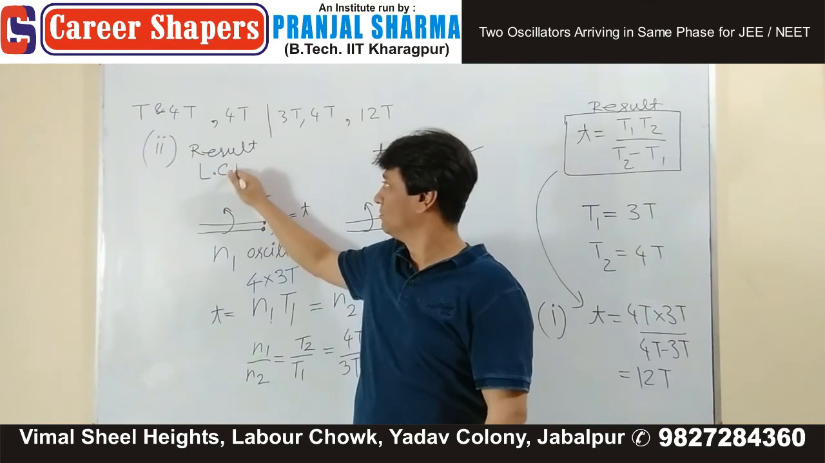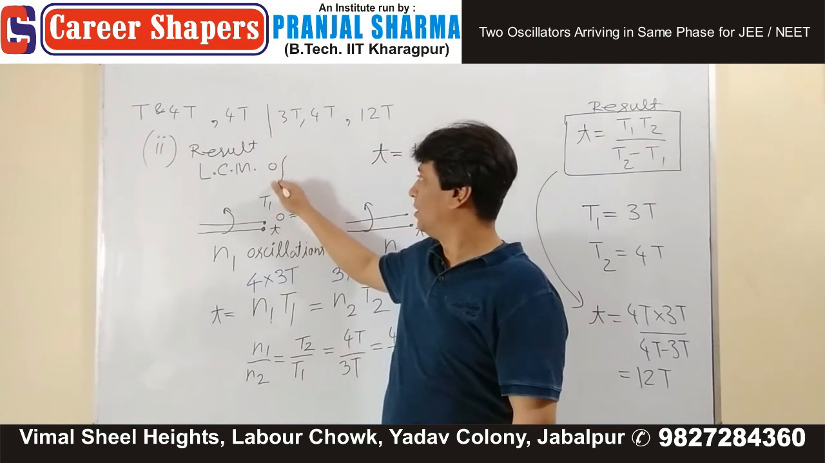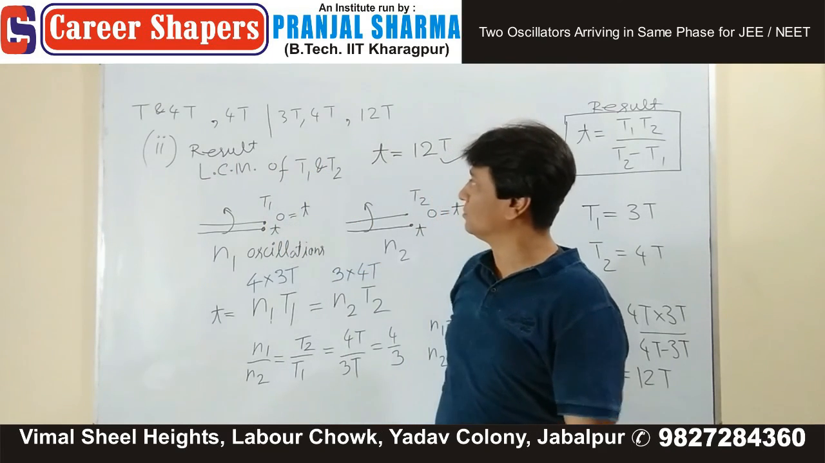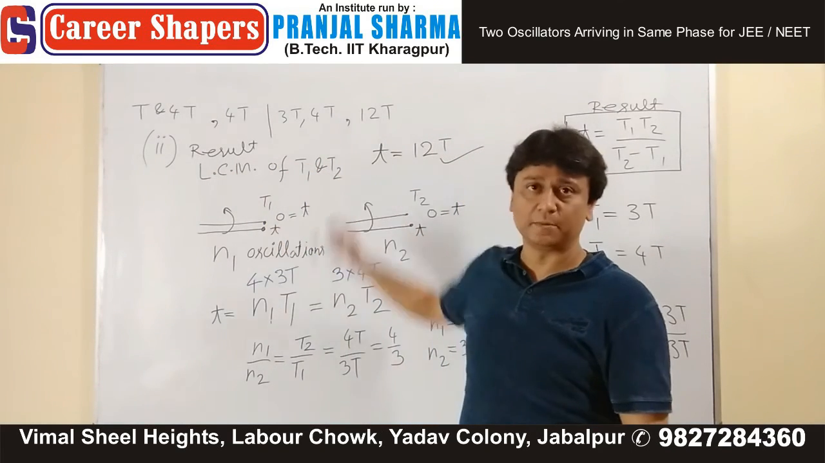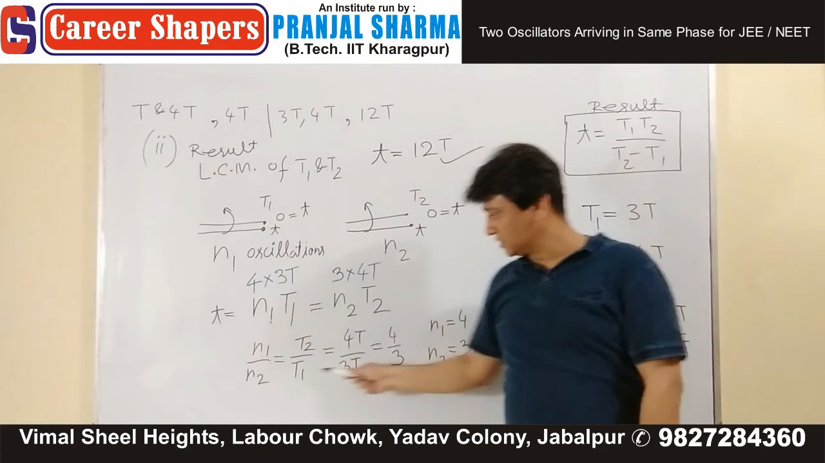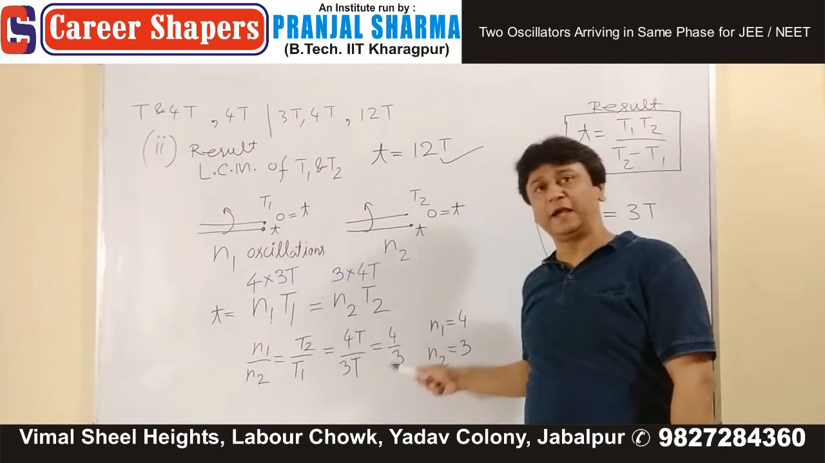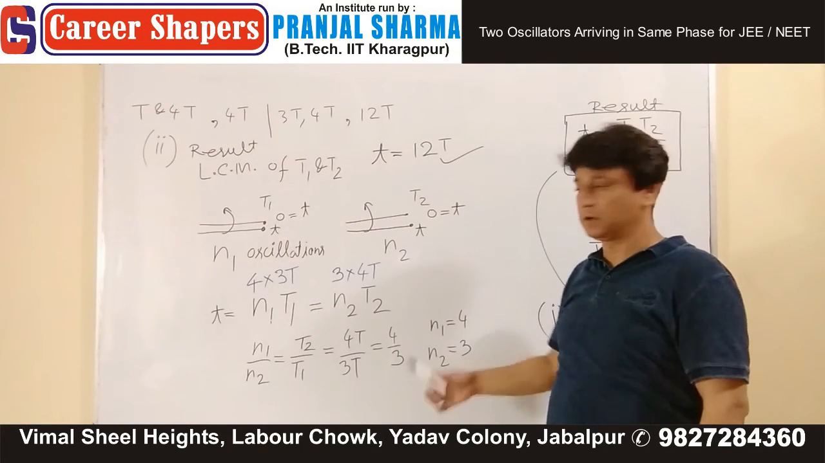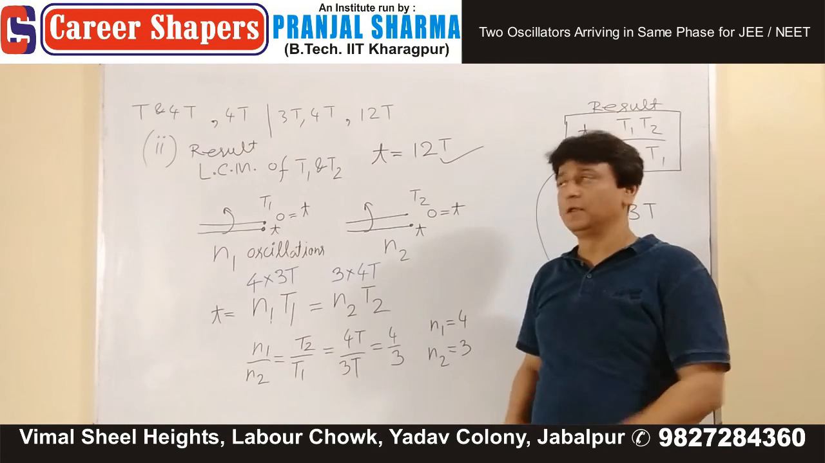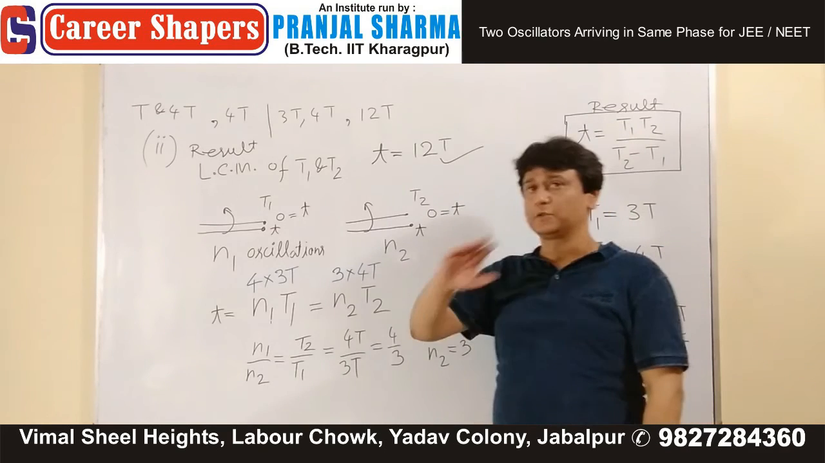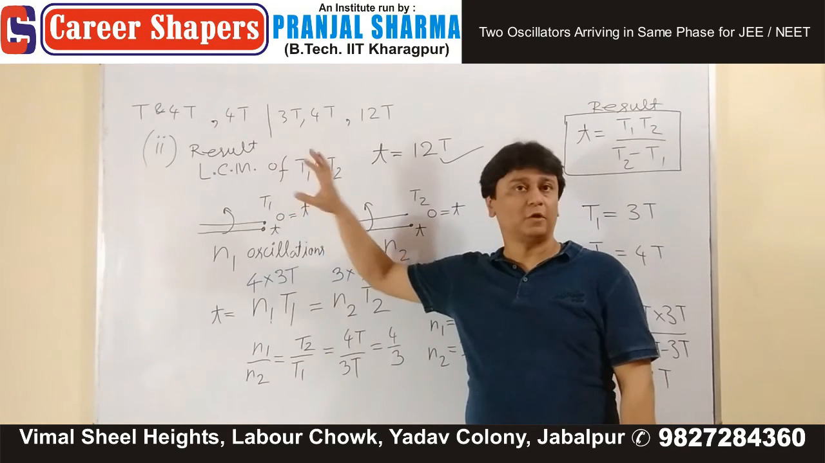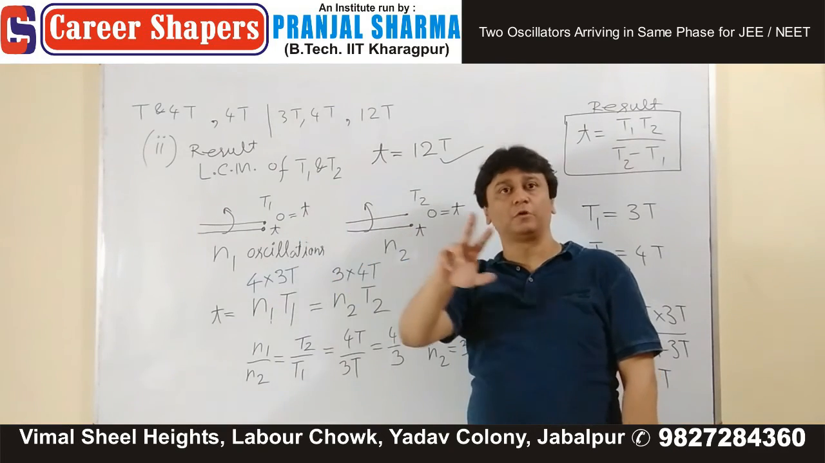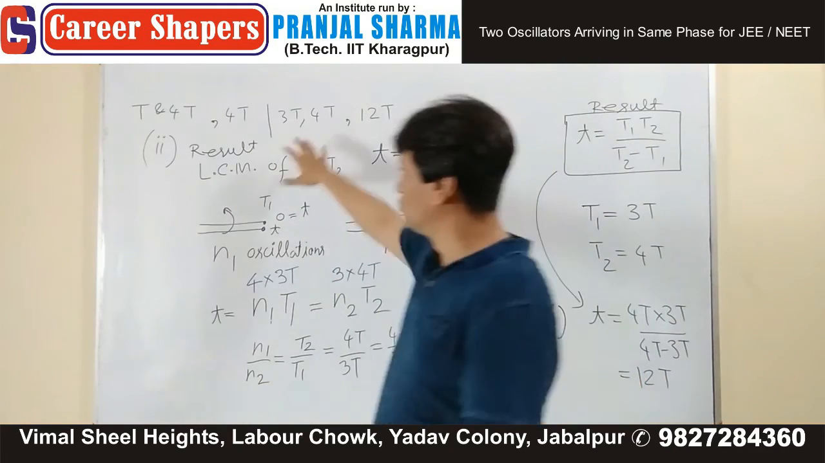So if they ask you the second profile, now the result is what? LCM of T1 and T2. So the second type is nothing but the process of finding LCM. For the second part, you have the result. So the entire lecture was devoted to two profiles, two results.